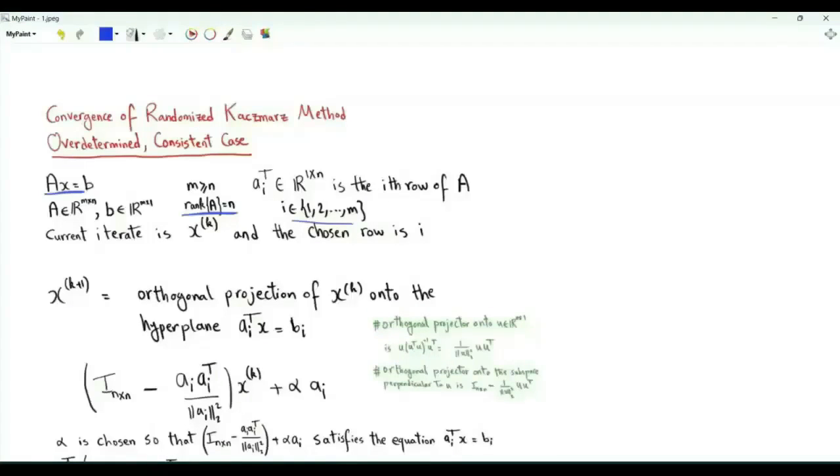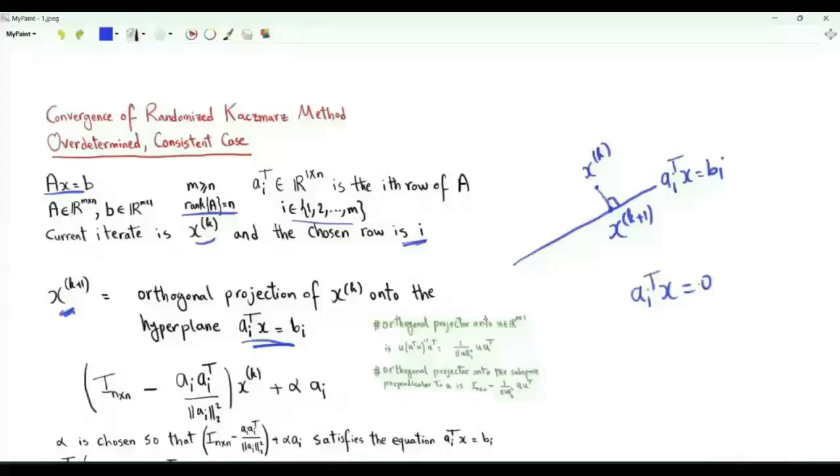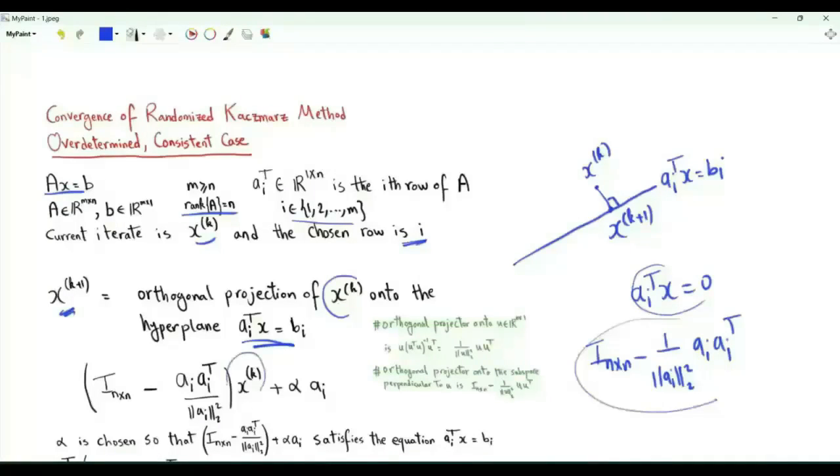The solution proceeds iteratively. If the current iterate is xk, we choose a row i in the matrix. The next iterate xk plus 1 is the orthogonal projection of xk onto the hyperplane Ai transpose x equal to bi. The orthogonal projection matrix onto the hyperplane Ai transpose x equal to 0 is the identity of size n by n minus the outer product Ai Ai transpose, multiplied by the scalar 1 over the L2 norm of Ai squared. If we want to project xk onto this hyperplane, we multiply this matrix by xk.